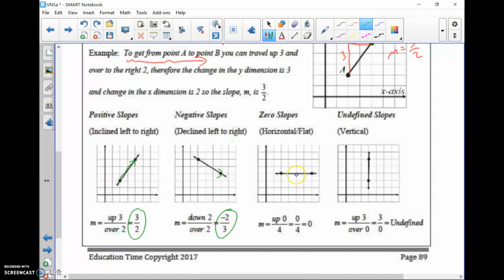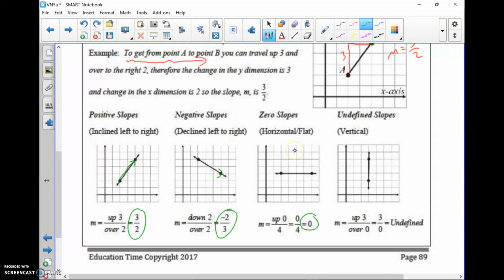Horizontal lines, like we were talking about before, are flat lines. They have a slope of 0. I often use the analogy of the treadmill. You could set the incline on a treadmill. Well, if your incline is set to 0, your treadmill's flat. And then as you increase the incline, it gets steeper and steeper and steeper.